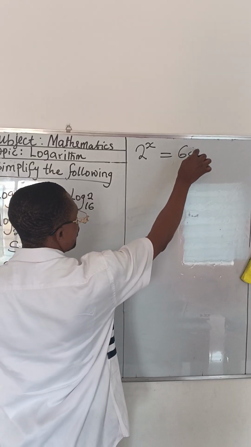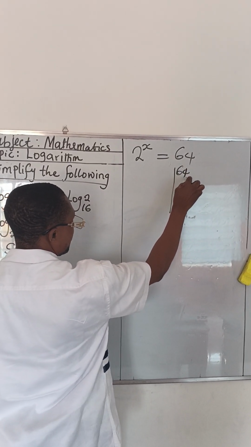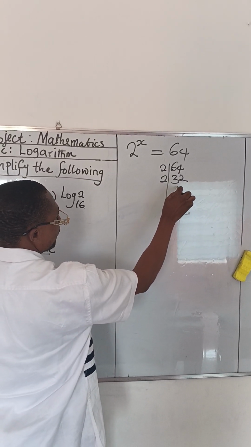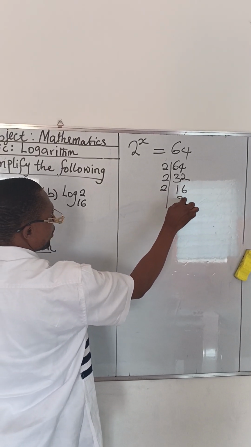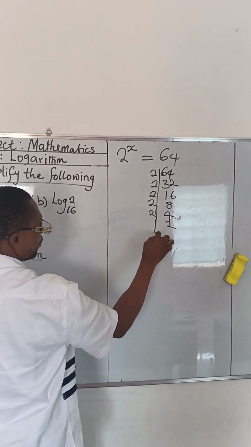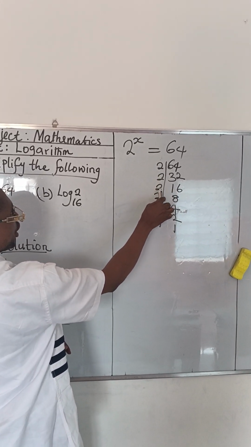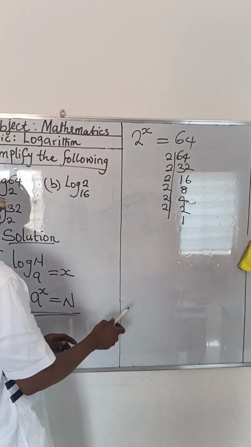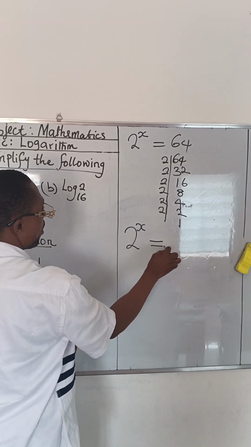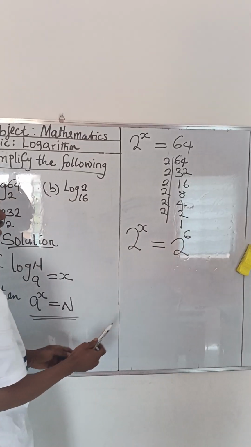What we do is that for us to find the index form of 64, we do 64, 2 here will give us 32. 2 in 32 will give us 16. 2 in 16 will give us 8. 2 in 8 will give us 4. 2 in 4 will give us 2. 2 in 2 will give us 1. You will see that we have 1, 2, 3, 4, 5, 6. That is 2 to the power of 6. So we have 2 to the power of x equals 2 to the power of 6. This is 64, the same thing as 64.